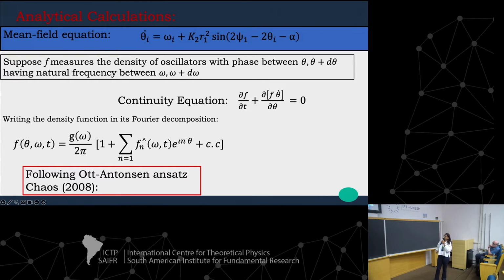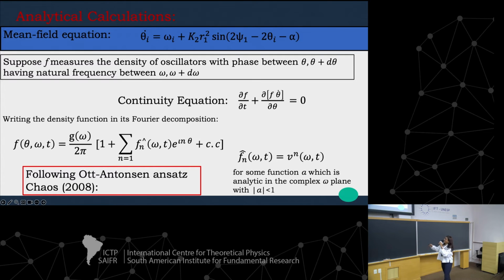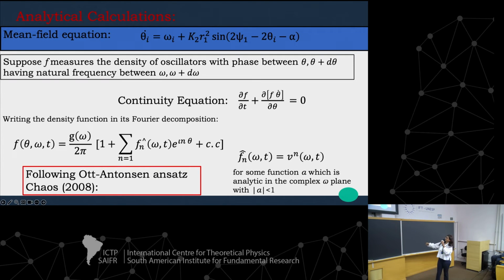That was the ansatz given by Ott-Antonsen in 2008, that you write this Fn(omega, t) as a power of n. So now all the n-dimensional stuff, like the infinite-dimensional coefficients, collapses to finding only one coefficient v, because n comes in as a power. And that approximation works in the complex plane where the mod of v has to be less than or equal to 1. That is the condition for this approximation. Now you can substitute this here. So instead of infinite coefficients, you have only one coefficient to be determined.